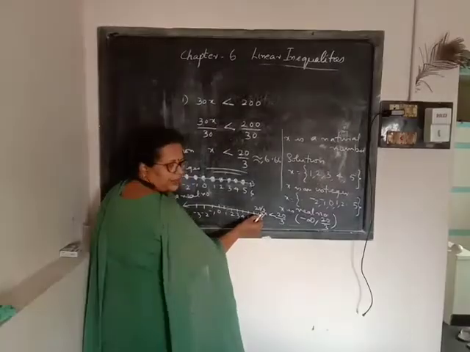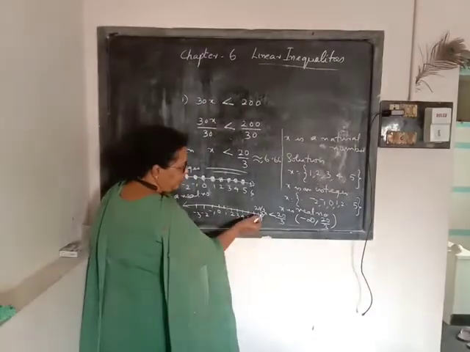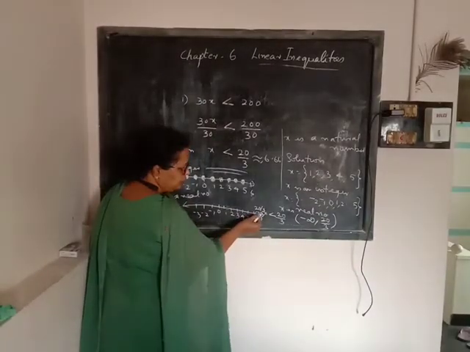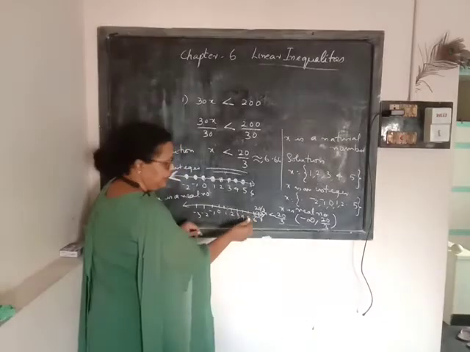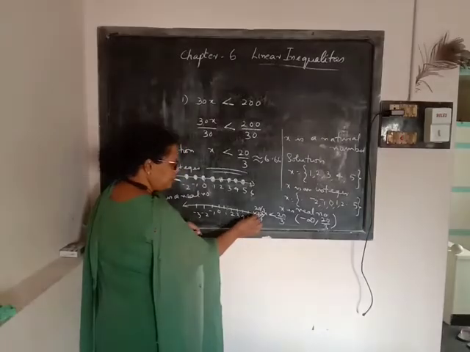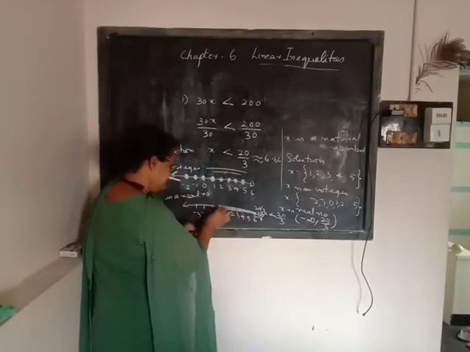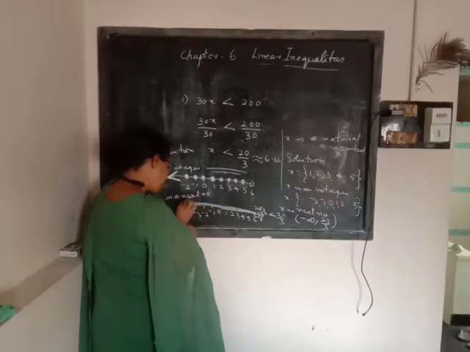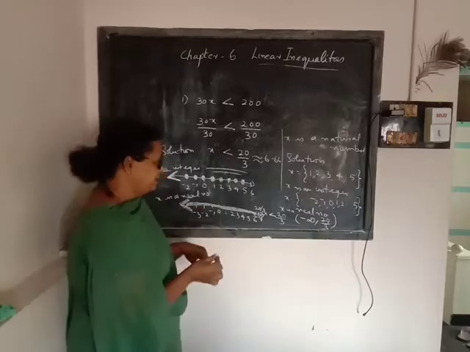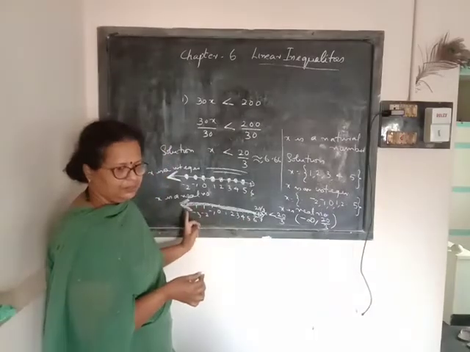That number I have to exclude. Exclude means don't darken it, just draw an open circle like this here. And less than means this part will come, so I am darkening the whole region and the arrow. This is the answer when it is a real number.